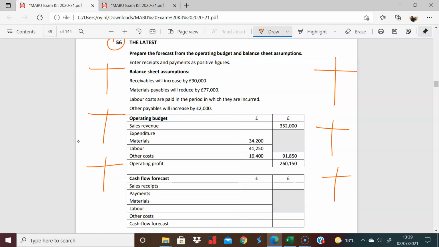This is saying that receivables will increase by 90. So you're going to sell on credit to someone, they're going to pay you, and whatever they pay you, they'll pay you 90 grand less. You can think of it that way, right? Which means that, but do the double entry yourself, revenue and then bank.